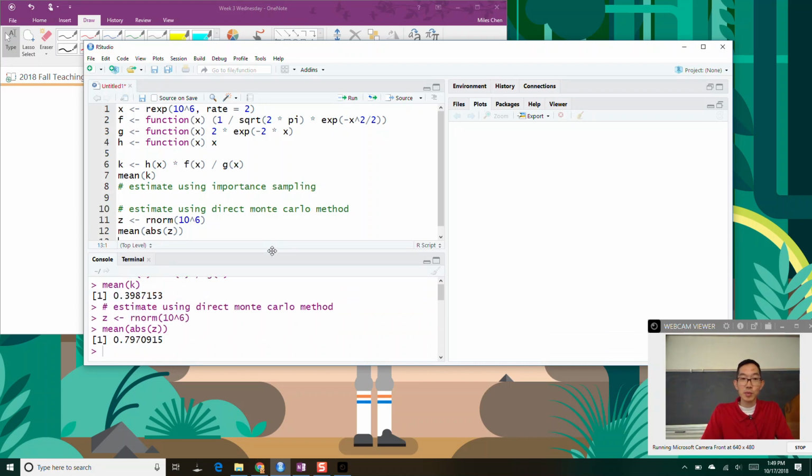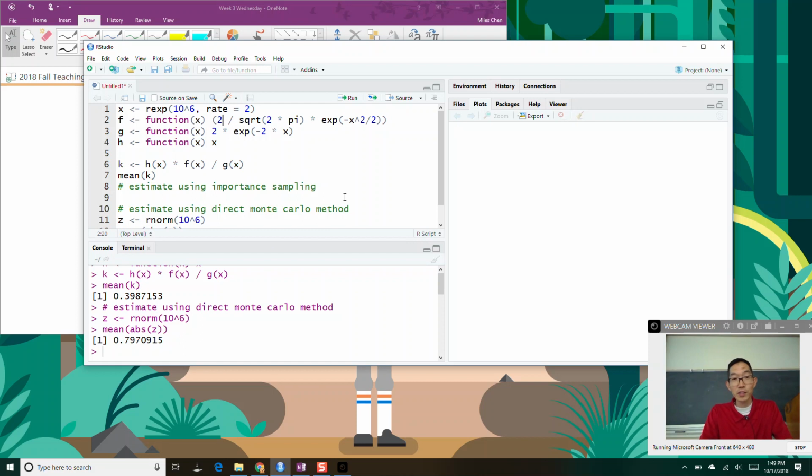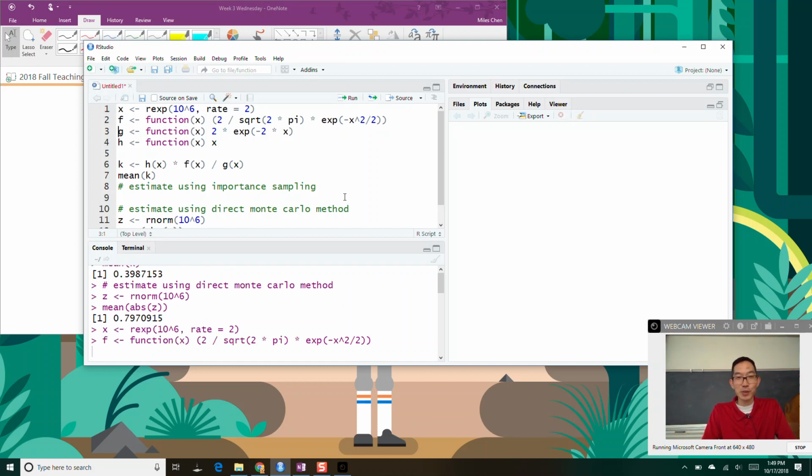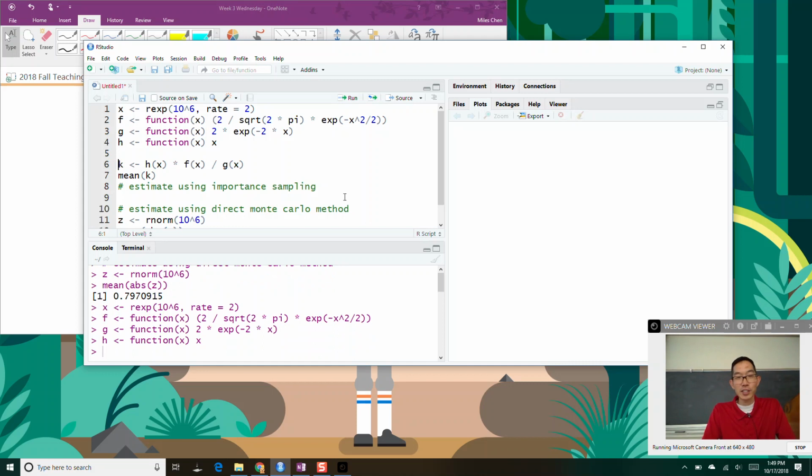Did I mess something up? Oh, see, nobody caught me. Okay, f of x is 2 times the square root, 2 divided by the square root of 2 pi, right? Okay. So this makes the difference, right? Okay, so we have f of x, f, g, and h.